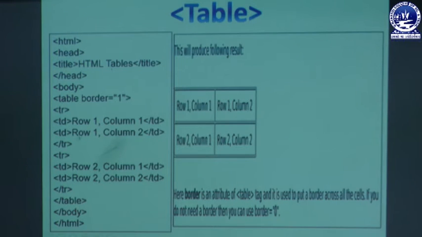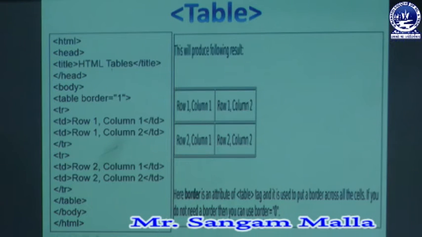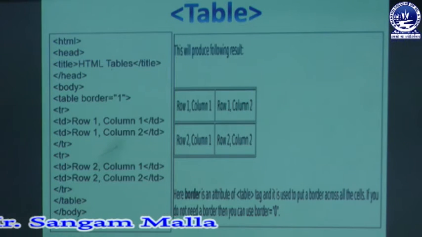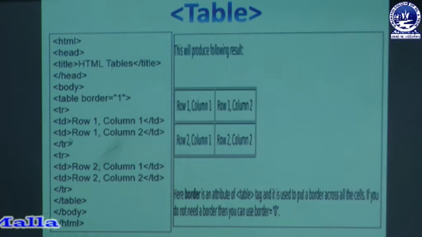of the table. Similarly, if we define another td, let's say row 1 column 2, then in between the tr tag, in the same row we will get another cell with the value row 1 column 2. That means the td defines the column of the table. So tr defines the row of the table. Similarly, td defines the column of the table.